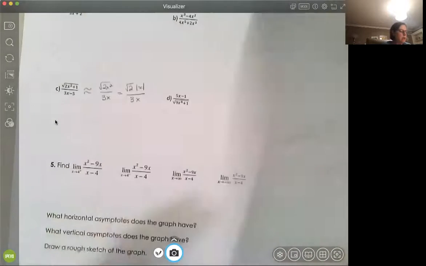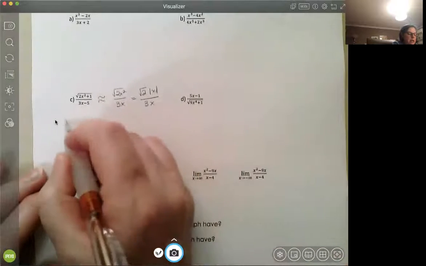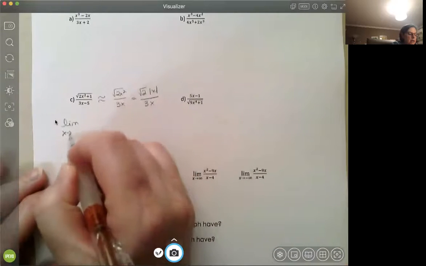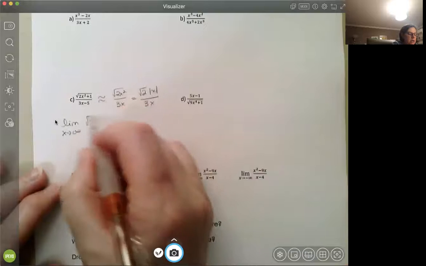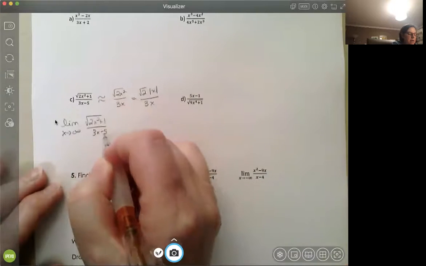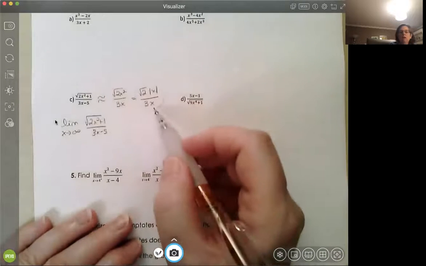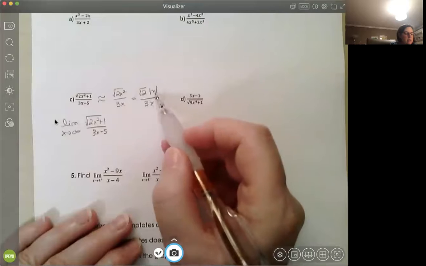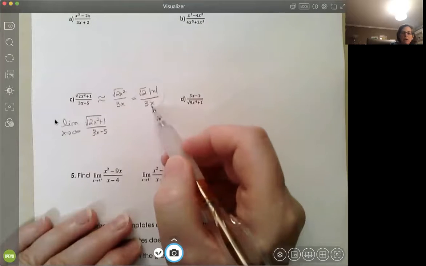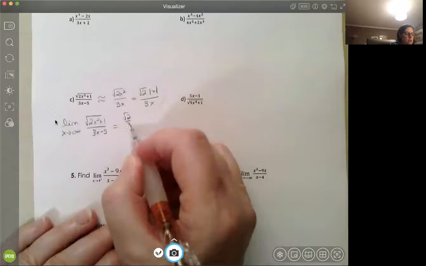All right, so let's use that back in my problem here. I need the limit as x goes to infinity of the square root of 2x squared plus 1 over 3x minus 5 to see what the end behavior of this function is. This is what is modeling the end behavior. The absolute value of x over x is going to 1, and so I have root 2 over 3 as my limit.